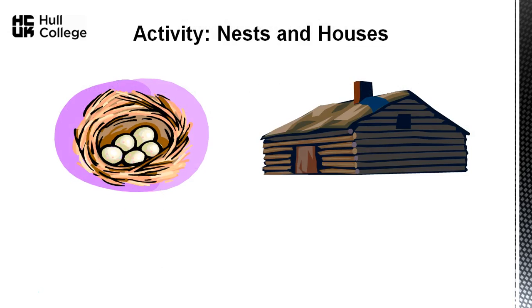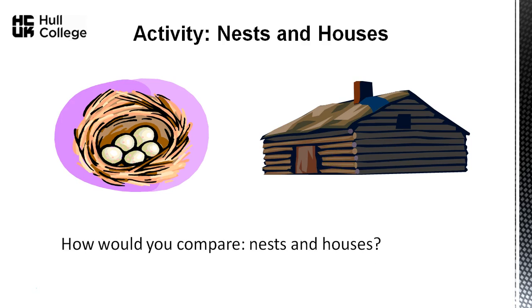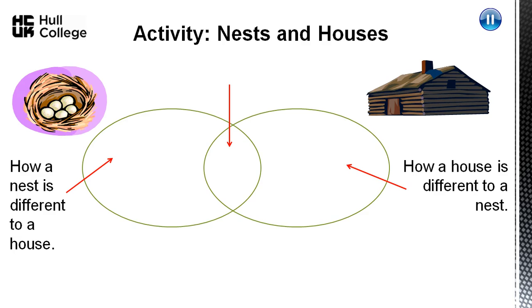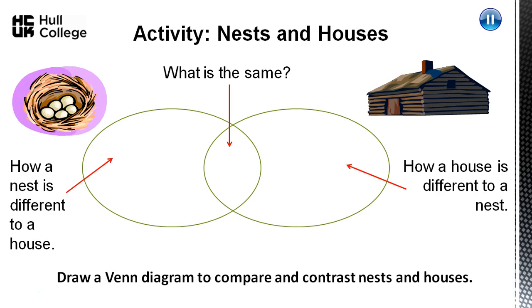Let's have a go. In this activity we're going to compare nests and houses. How would you compare nests and houses? Pause the video and draw yourself a Venn diagram like this one. In this part, how is a nest different to a house? In this part, how is a house different to a nest? And then finally, what is the same? Pause the video while you do this.